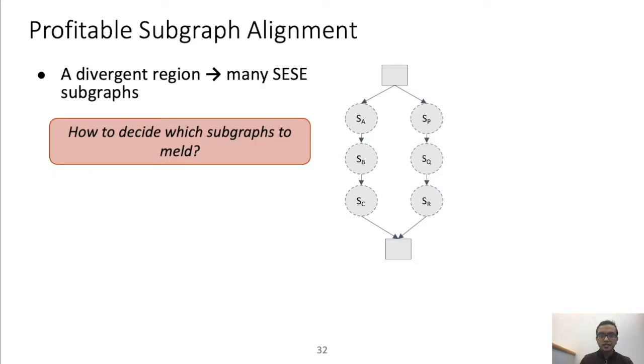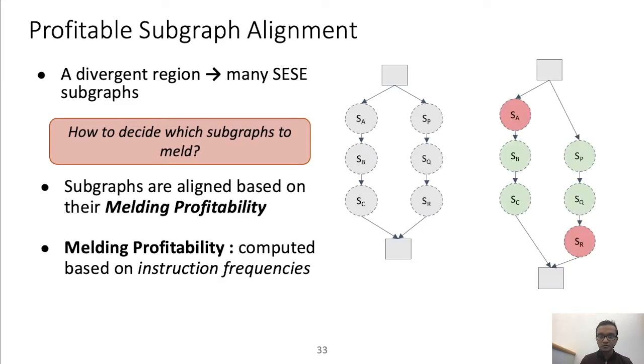A divergent region can contain multiple SESE subgraphs in its divergent paths. Therefore, we need a strategy to decide which pairs of subgraphs to meld. We align subgraphs based on their melding profitability using sequence alignment algorithms. Melding profitability is a metric computed at compile time to approximately measure the similarity of two SESE subgraphs. It is computed based on the instruction frequencies in the two subgraphs. If two subgraphs have many common instructions, their melding profitability is high.